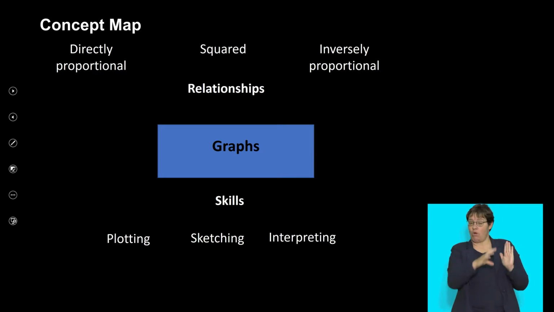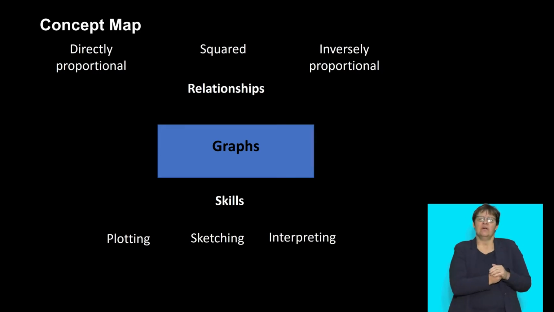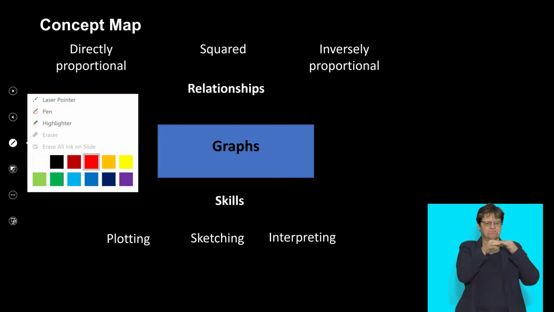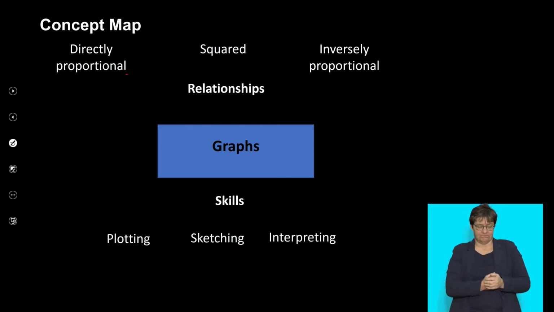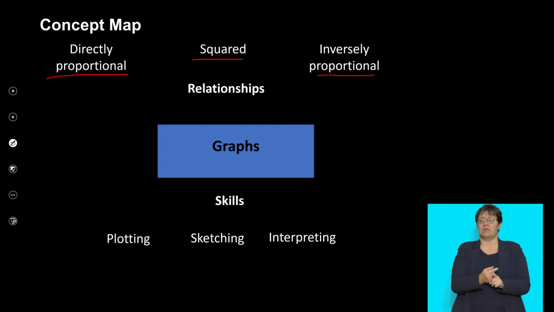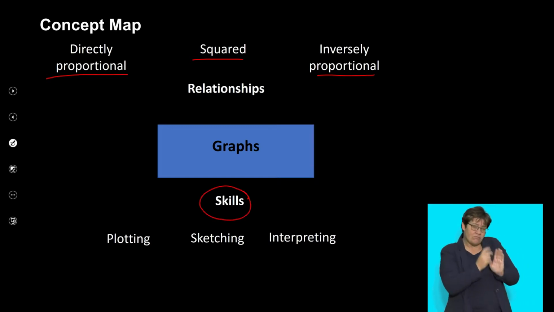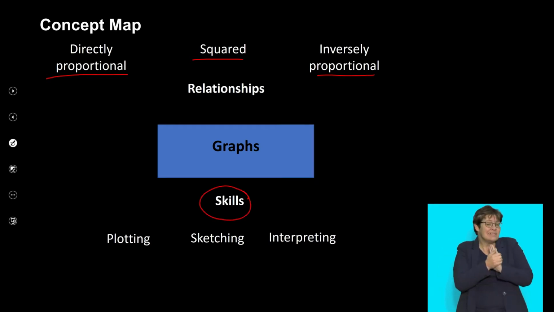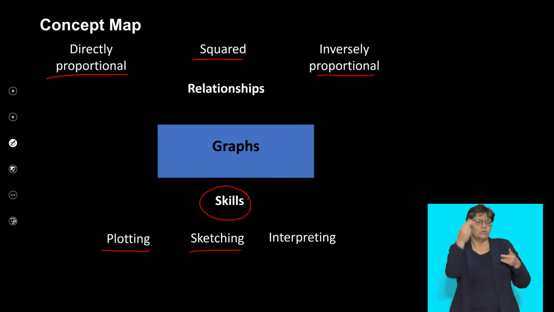When we look at graphs, we recognize they can be used to describe different relationships. And these are all the relationships that we've spoken about previously: a directly proportional relationship, a squared relationship, an inversely proportional relationship. But when we deal with graphs, there are some skills that we need. And these skills relate to the plotting of graphs, the sketching of graphs, and interpreting of graphs.